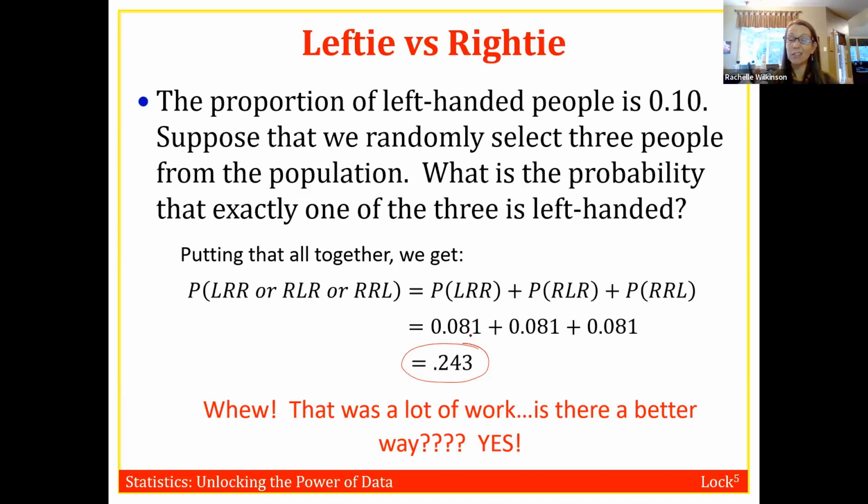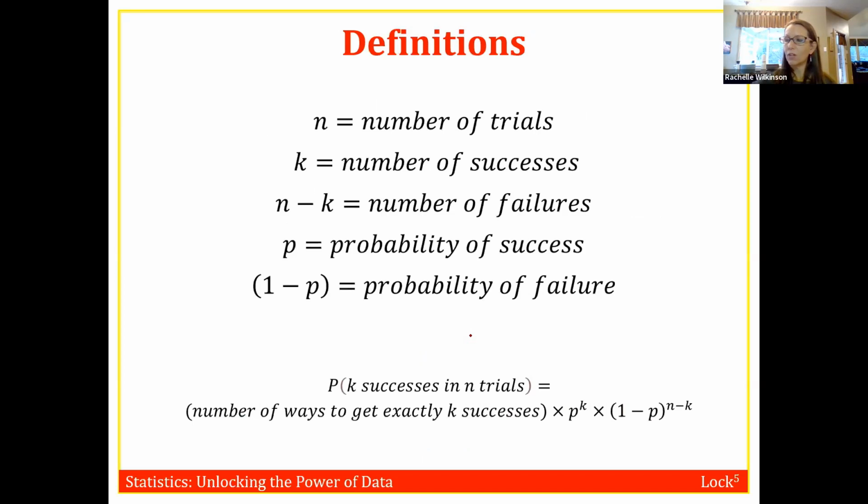But that better way is actually derived from using these same probability rules that we just talked about. So to help us get into the new and better way, there's a lot of notation that you have to keep track of. So N is going to be the number of trials. So in my lefty, righty, righty example, there were 3 people that we were drawing from the population. So my number of trials was 3.